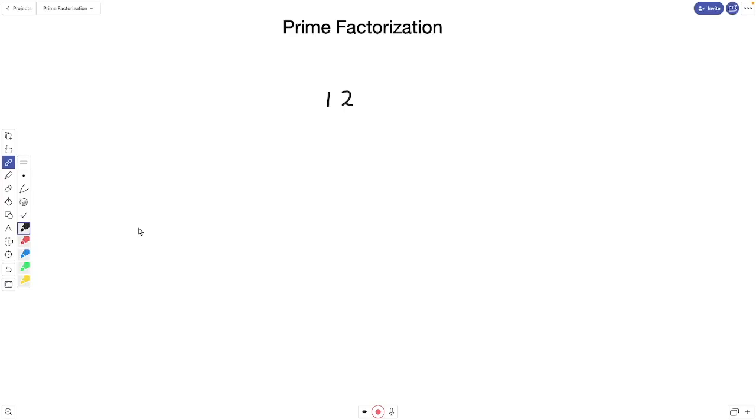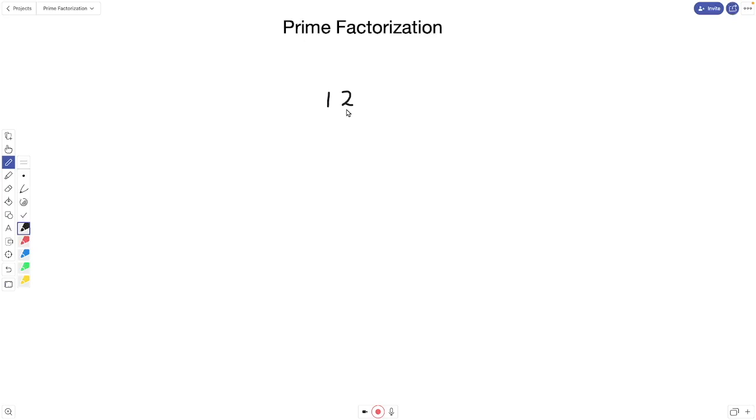Today we're going to be working on prime factorization. So let's get started. We are going to have two rows. We're going to work with this number 12 at the top and we're going to have our answer at the bottom. Our goal is to keep dividing 12 until it reaches 1 by always using the lowest number to divide it by, besides 1 of course.